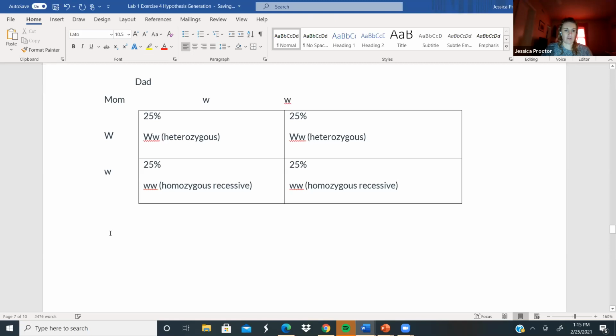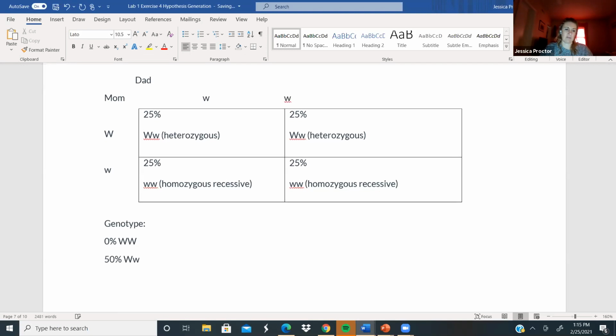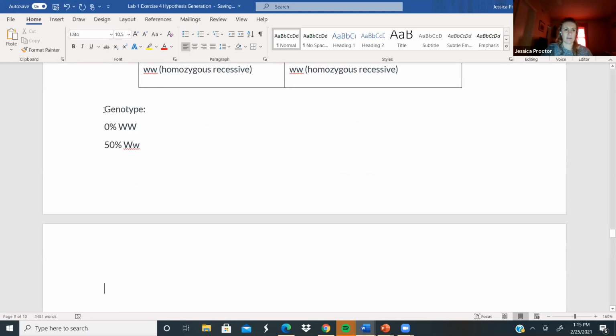Okay, so then when we go to do our genotypes, remember, genotypes are the genetic makeup. So we're looking at the combination of the two alleles. Out of generation 1, there's essentially a 0% chance that they would have a child that is homozygous dominant, because none of those boxes have two dominant W's. There is a 50% chance, 25 plus 25 is 50, that they would have a heterozygous child. And also a 50% chance that they would have a homozygous recessive child.